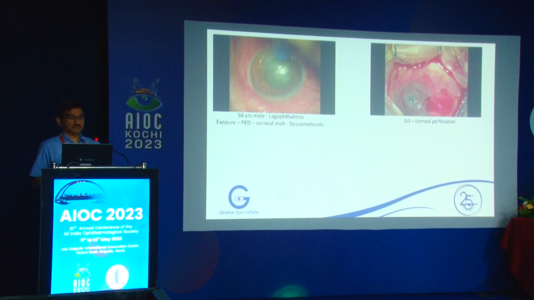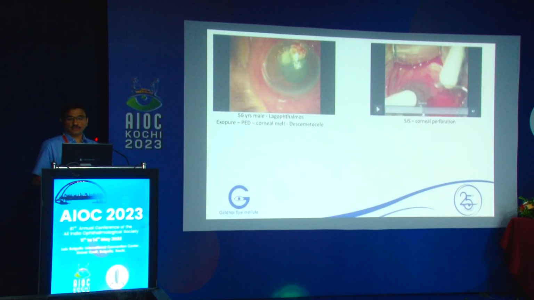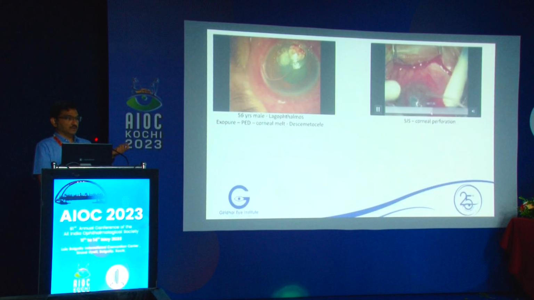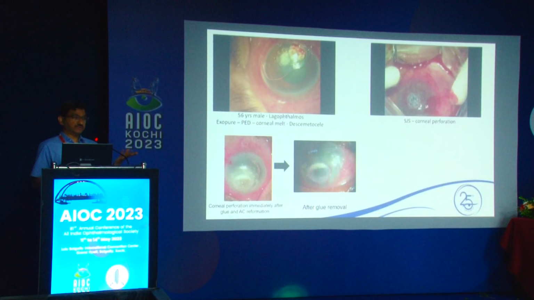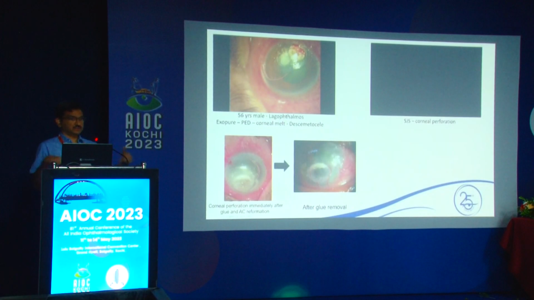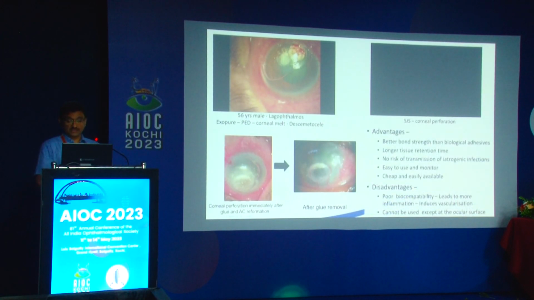Then the glue, this is the handle of a PVA sponge. You can apply a thin layer, or you can use a small cannula or a 30-gauge needle. Basically you leave it till it heals. And how do you know whether it has healed or not? It is with the vascularization. So that is the disadvantage: poor biocompatibility, more inflammation, induced vascularization, and it can be used only on the surface. But tectonic strength is quite good, and it is cheap and easily available.